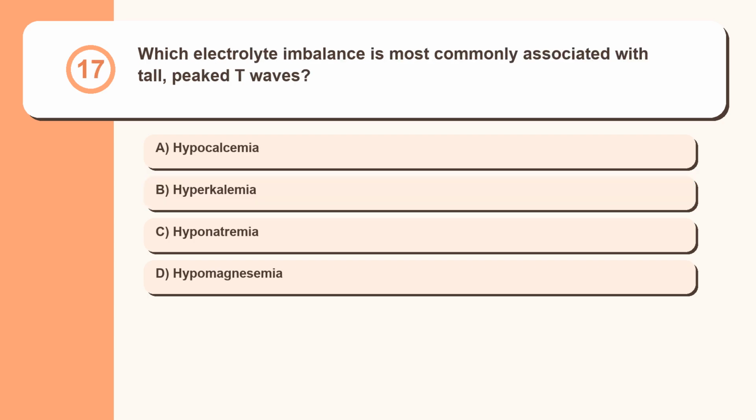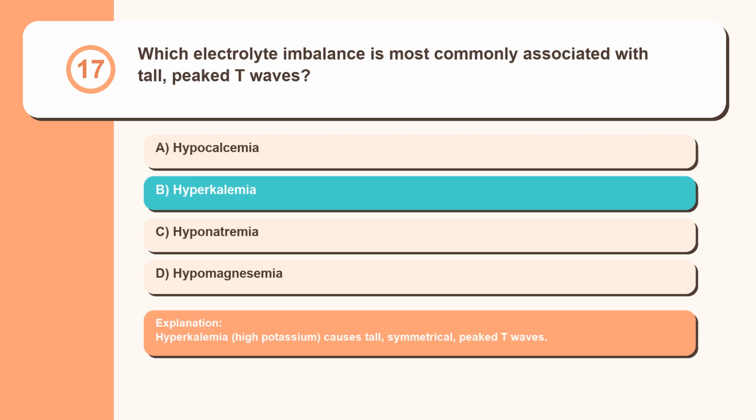Question 17. Which electrolyte imbalance is most commonly associated with tall, peaked T waves? Hypocalcemia, hyperkalemia, hyponatremia, hypomagnesemia. Hyperkalemia, high potassium, causes tall, symmetrical, peaked T waves.